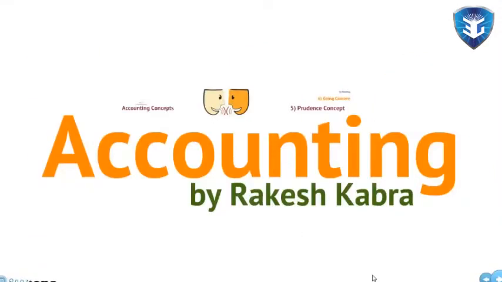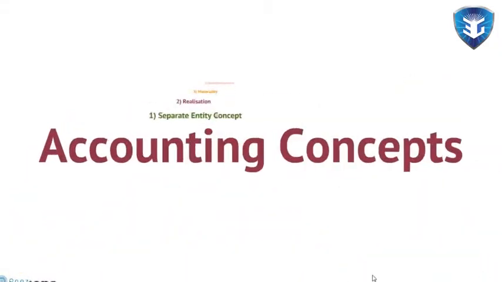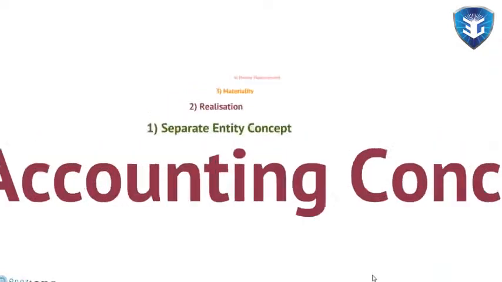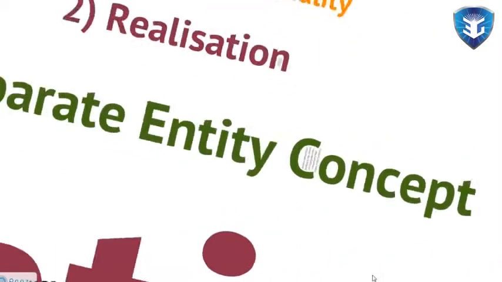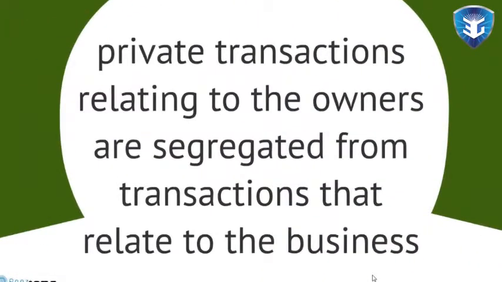Hello friends. Today, we are going to understand the various accounting concepts. Our first concept is the separate entity concept. According to this concept, business and businessman are both separate entities, and due to this concept, private transactions relating to the owners are segregated from transactions that relate to the business. It means that only business transactions are to be recorded in the books of accounts, not personal transactions of the owner.